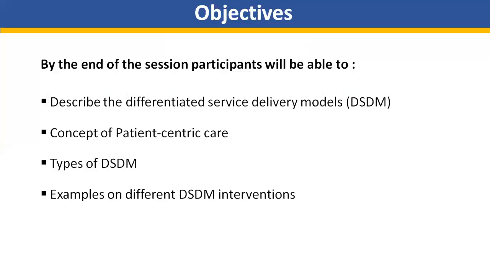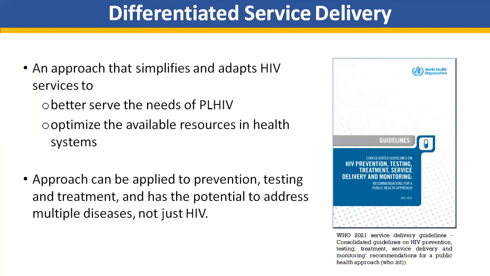Now, what exactly is my topic today? By the end of the session, we hope to understand what the differentiated service delivery model is, the concept of patient-centric care, the types of models we have, examples of different types of DSDM, that is differentiated service delivery model, and the interventions that we do. This is a part of the HIV prevention testing guideline, and in chapter 4 we have this DSDM model, which gives a good idea of what I am talking about today.